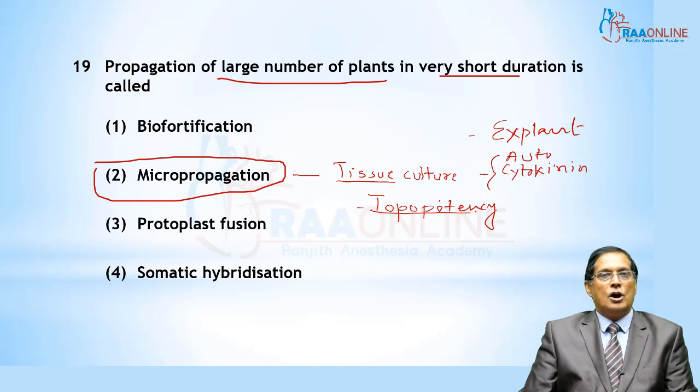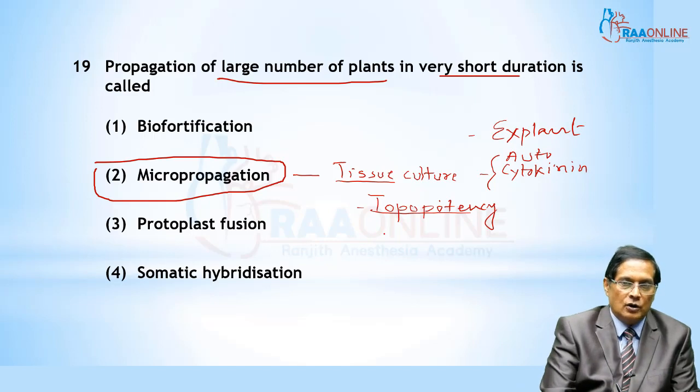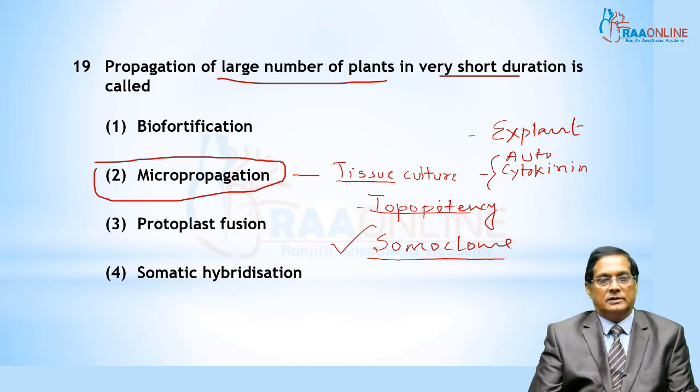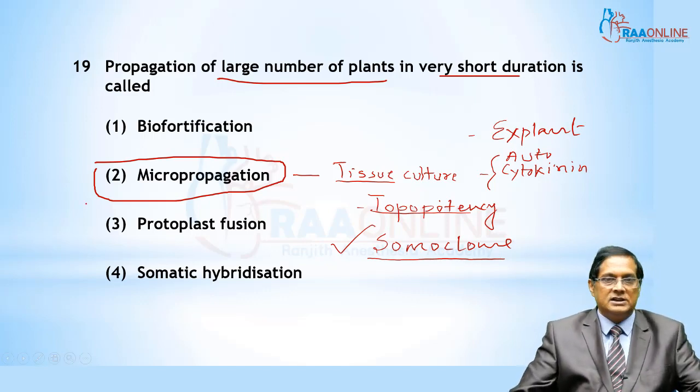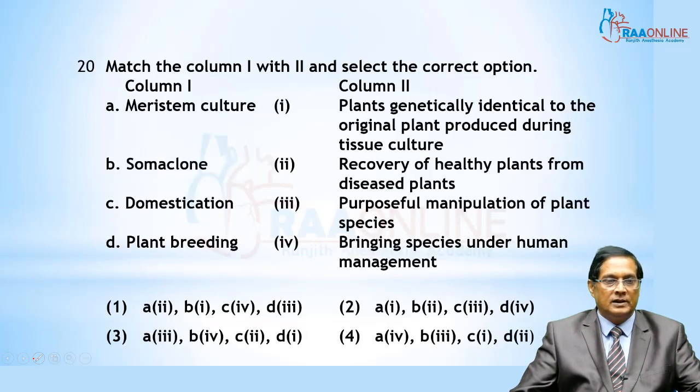Obtained plants are very similar in genotype and phenotype, and they are similar to the parent also. That is, somaclones are obtained. These are called somatic clones or somaclones. Somaclones are obtained by tissue culture. So here the answer is 2, that is micropropagation.